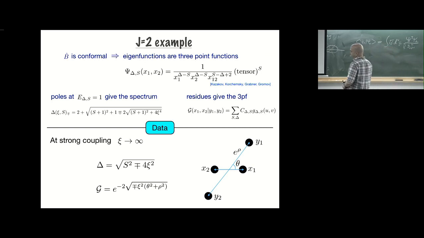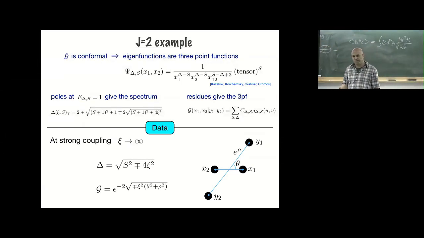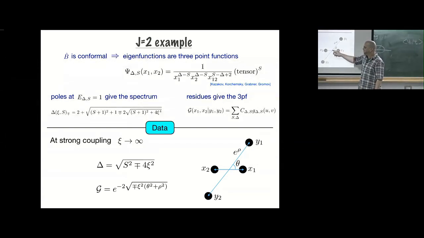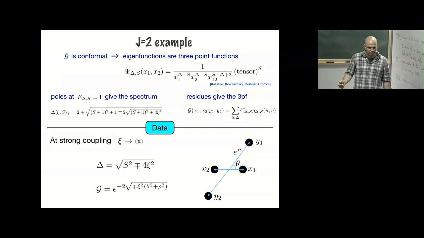So theta and rho are just two independent conformal cross ratios that characterize this four-point function, and those are the two cross ratios that are most natural in the center of mass frame. If I go into the frame where the two operators are standing like that, theta is the angle, and e to the rho is the distance, and this one is scaled to one. This is just a basis of two independent conformal cross ratios that is enough to characterize the four-point function.